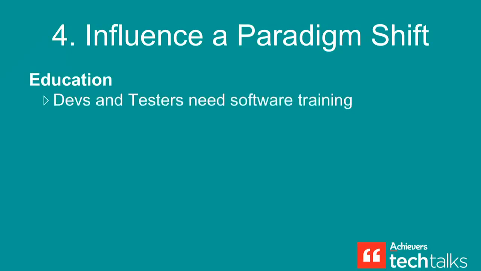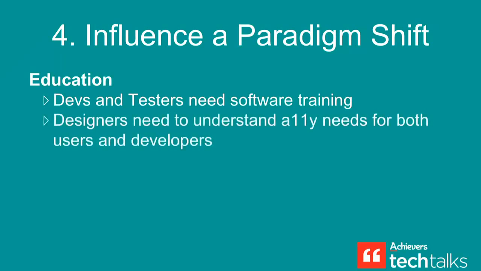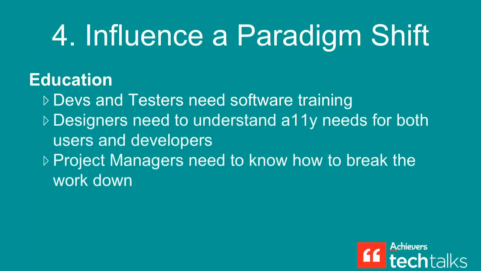Your developers and your testers need to know the ins and outs. And they also need to understand how to use screen readers. Your designers need to understand accessibility because they're the ones designing your interfaces, absolutely. And finally, project managers need to know how to break the work down. They need to know how much time you need, for example. Accessibility can get a little bit expensive, especially at the beginning. You'll find that your velocity will increase, but I think with testers especially, it can be especially difficult.